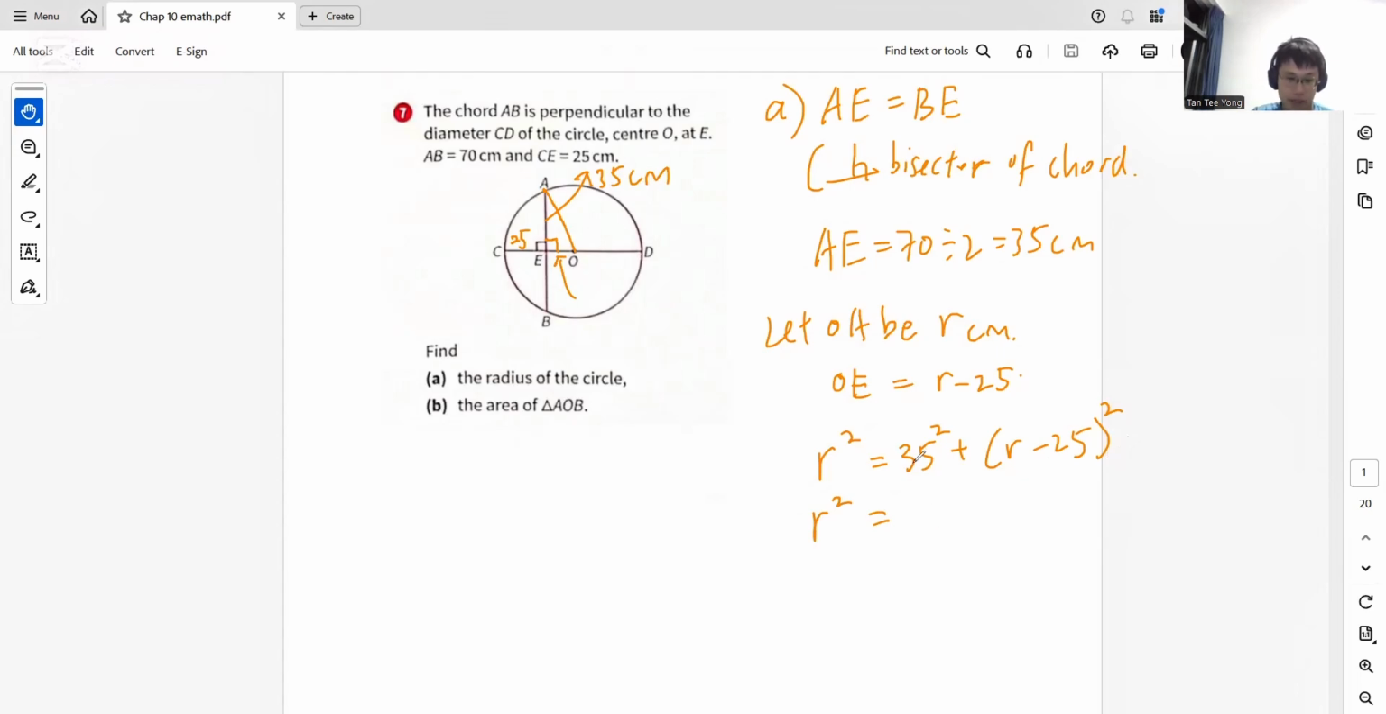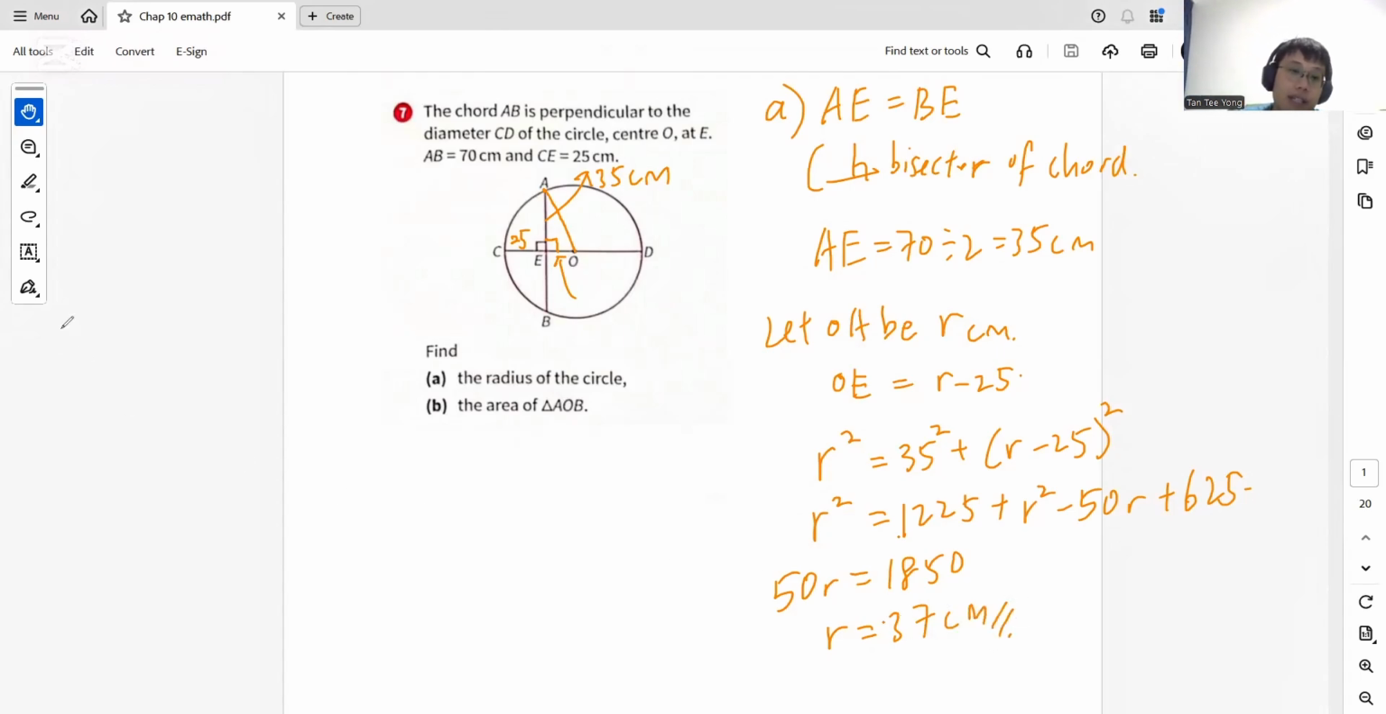Okay, so let me just do some quick calculation. All right, so as you can see, we have 50R equals 1225 plus 625, so 1850. So R is equal to 1850 divided by 50, which is 37 cm. Okay, so this is my radius, 37 cm.